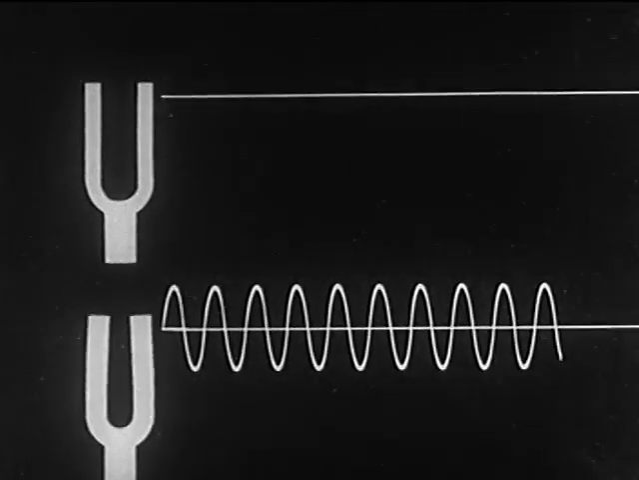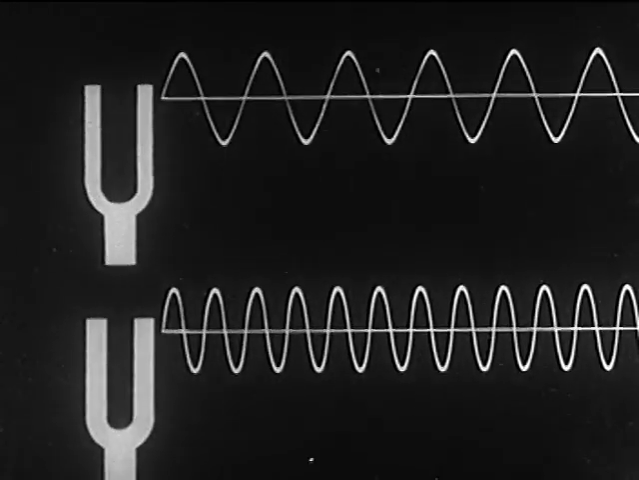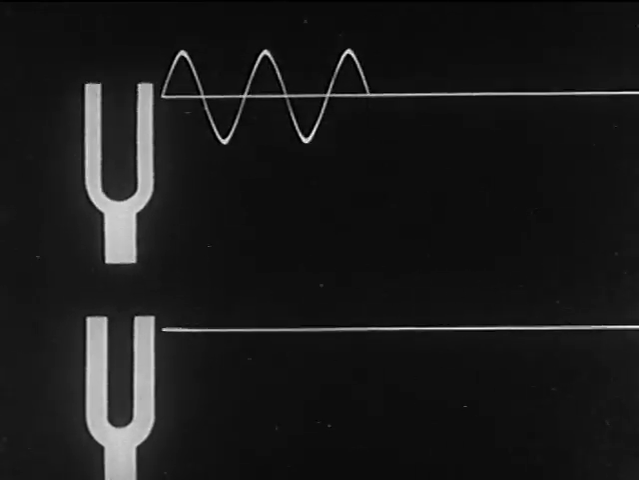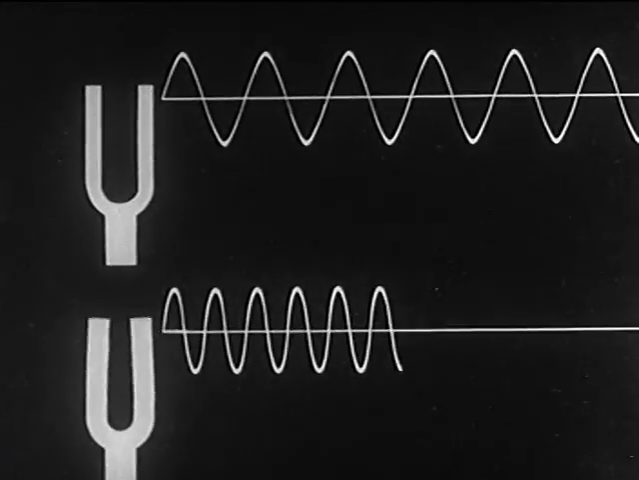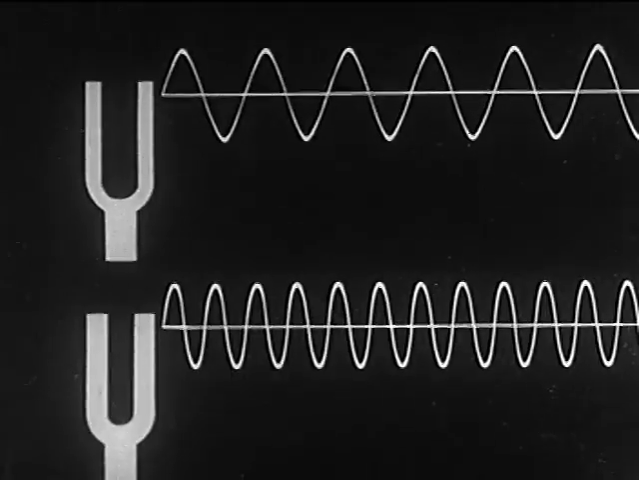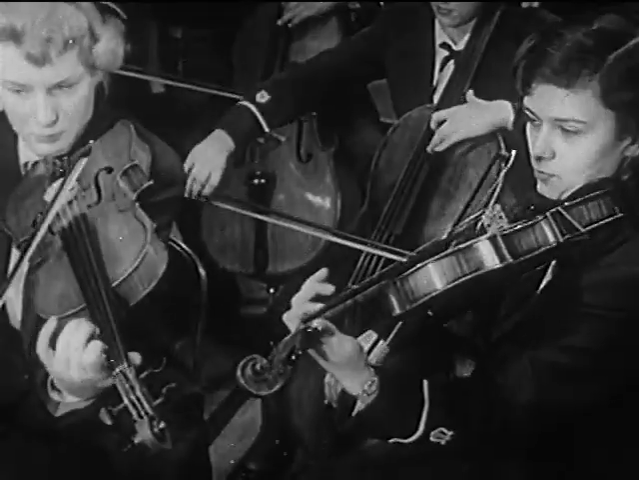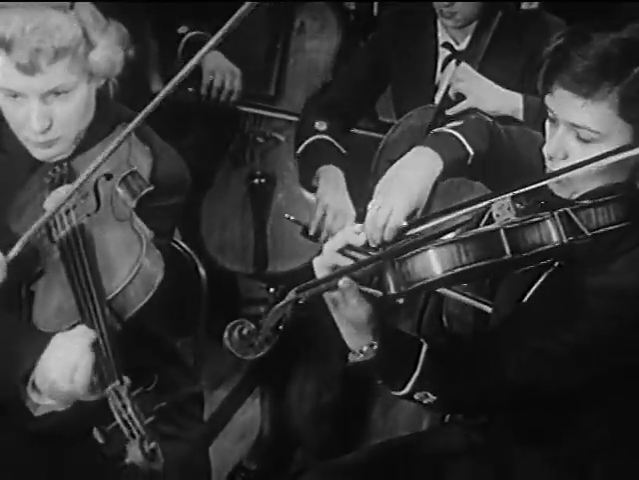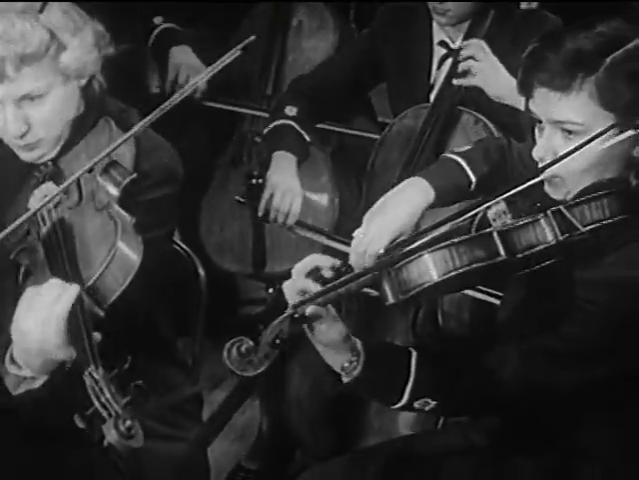Here, the lower fork makes more complete vibrations per second. Therefore, its frequency is greater. It is evident that the one with the greater frequency has the higher pitch. The frequency of a vibrating string depends upon the material it's made of and its density, tension, and length.